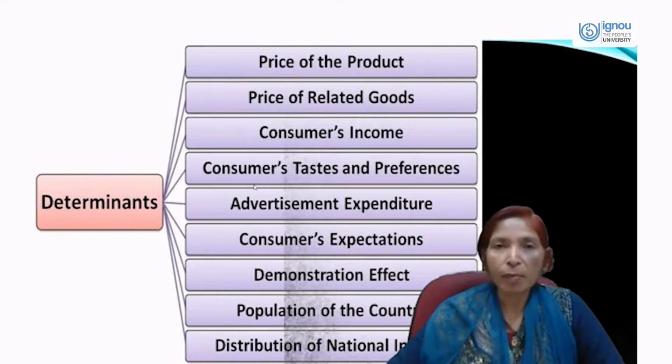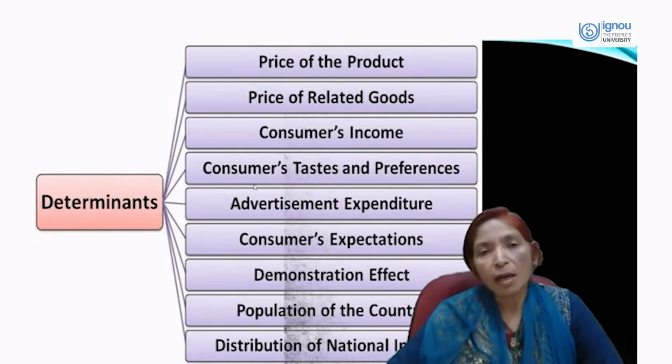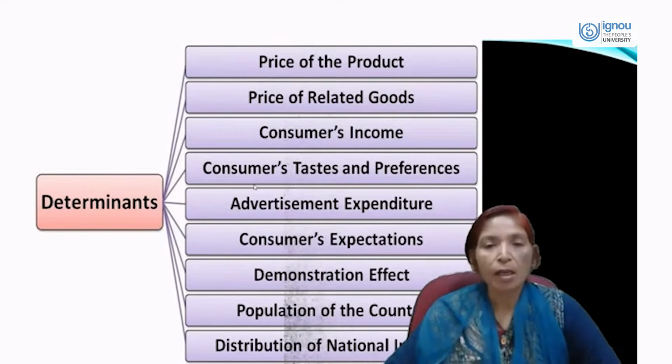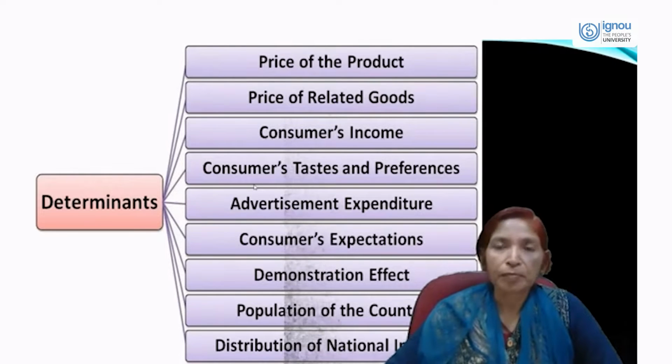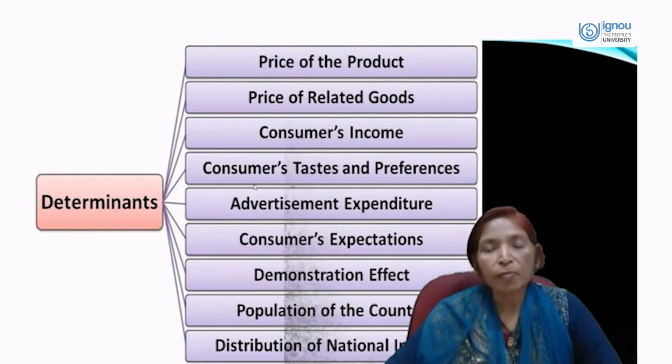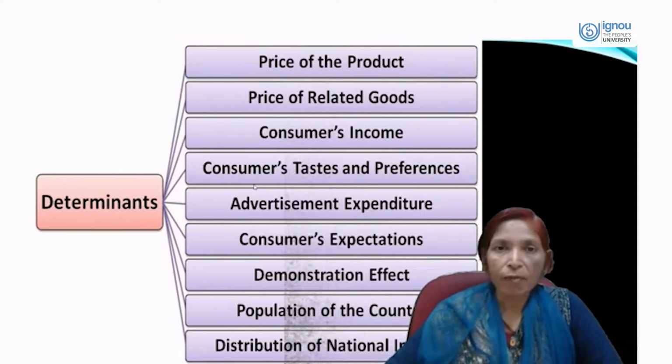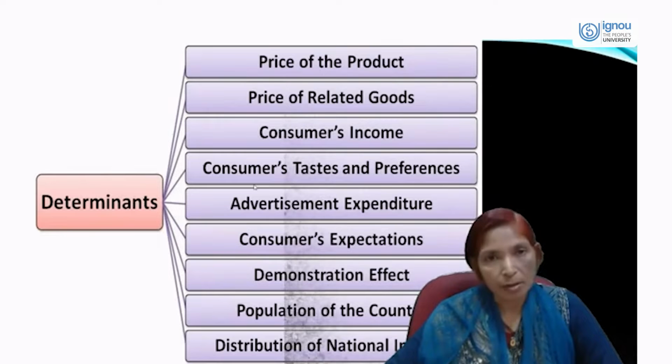So in case of complementary goods, there is an inverse relationship between the price of one commodity and demand for the other commodity. Third is the consumer's income. The income of the consumer also affects the demand for a commodity, because consumer income directly affects demand. When our income rises, demand will also rise. When consumers' income falls, demand will definitely fall.